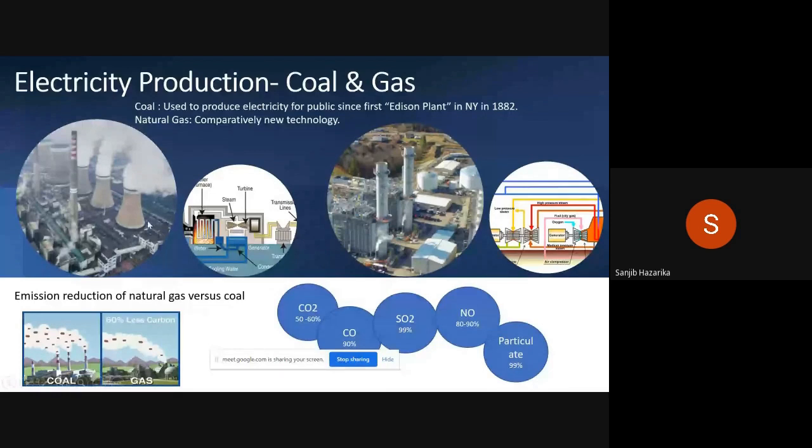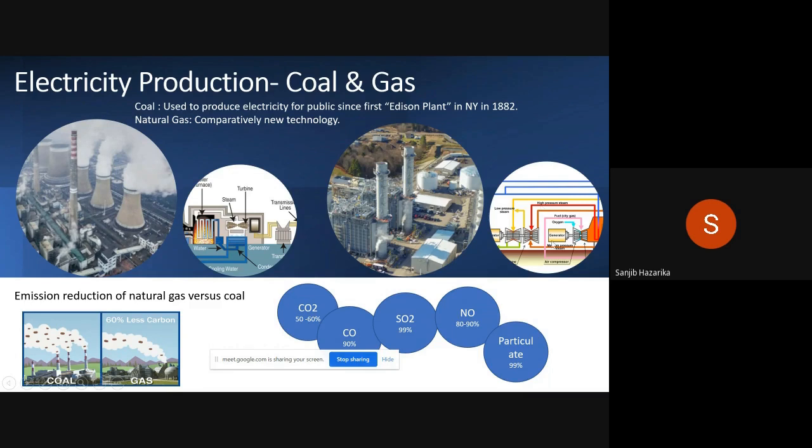And here is the process. Basically, it's a boiler where we burn the coal and it produces steam. That steam is used to run a steam turbine, and that steam turbine runs a generator, and the generator produces electricity. This is the overall system for a steam power plant, and on the right side is a gas-based power plant, with the picture and the cycle.